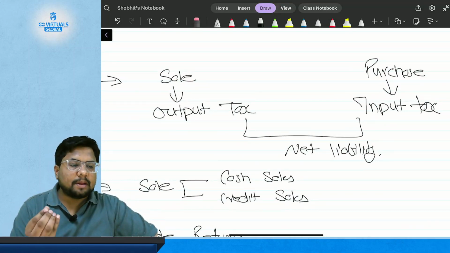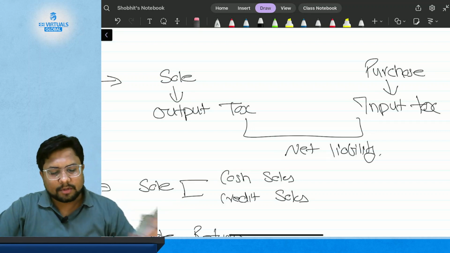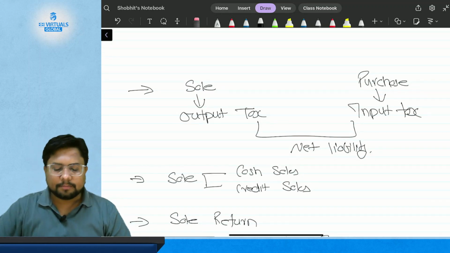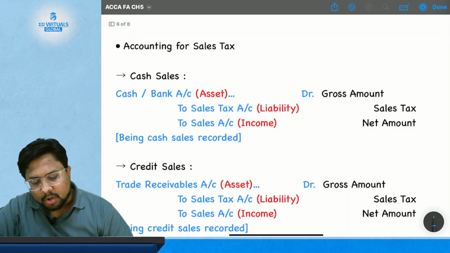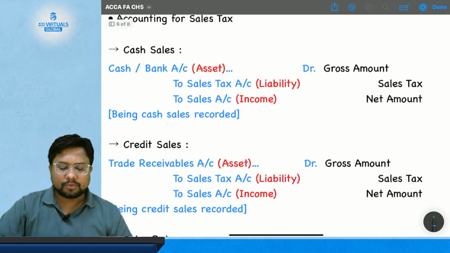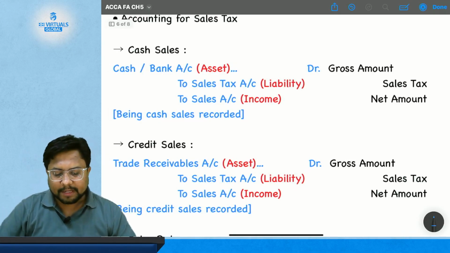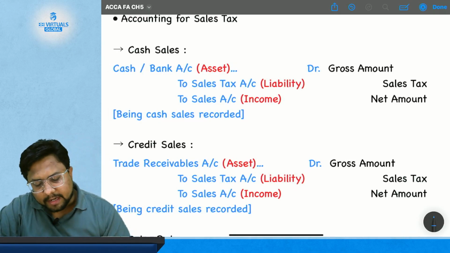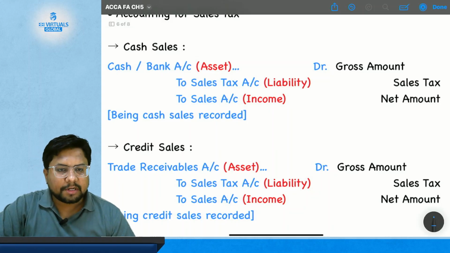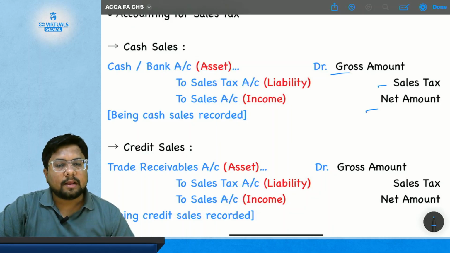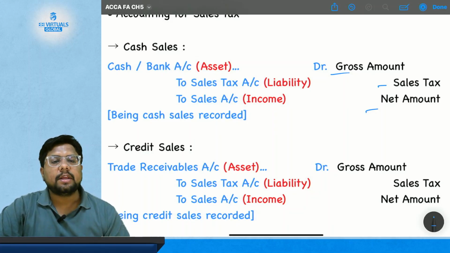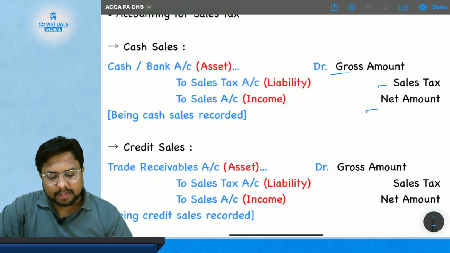And output tax is the liability, input tax is the asset. Okay, so this is the very basic concept. By applying this concept, you will be able to solve all the journal entries. When it comes to cash sales, the entry will be cash account debit to sale tax to sales. Cash amount will be of gross amount, sale tax will be of sale tax amount, and sales will be of net amount. Just a simple journal entry with the additional element of sale tax.